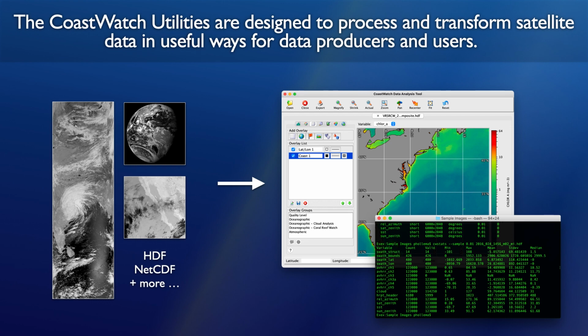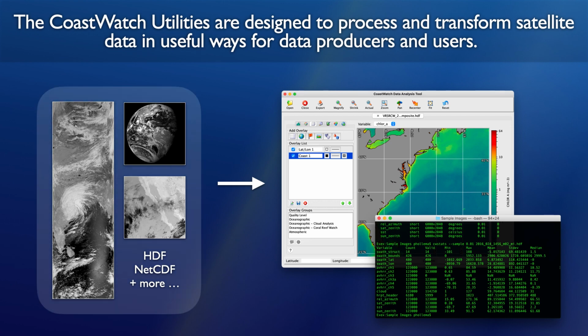So the utilities read various formats of geographic data, including HDF and NetCDF. And they get information, they process and combine data, map data to projections, and they generate images, among other things. And the CoastWatch data analysis tool, which is pictured here, lets you do interactive analysis.